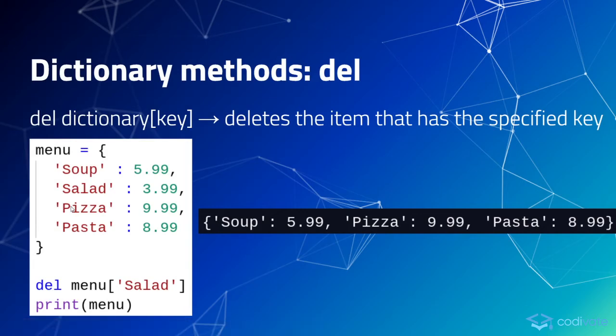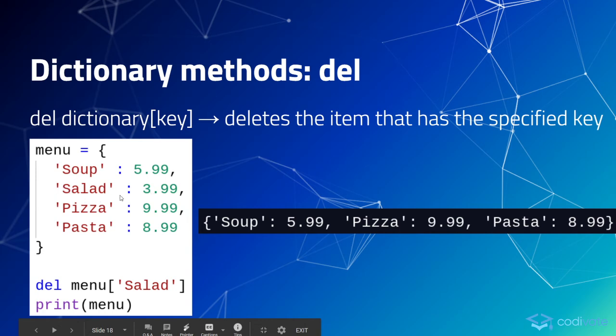This is a new and interesting method. It's the del method. If you want to remove an item from the dictionary, we can use the del keyword and then menu, and in square brackets, the key. Dictionary name, square brackets, key. Before that, all we do is del. Del is short for delete. So what we're doing is getting rid of salad.